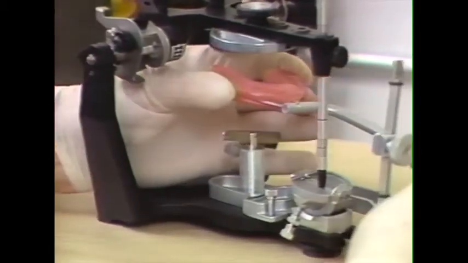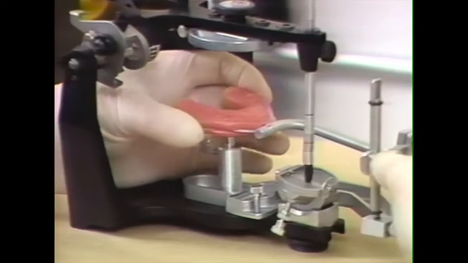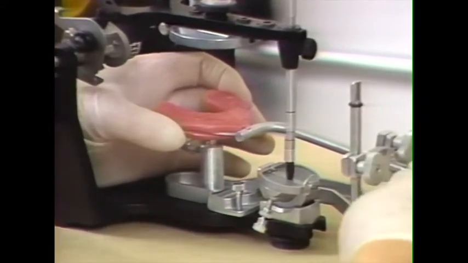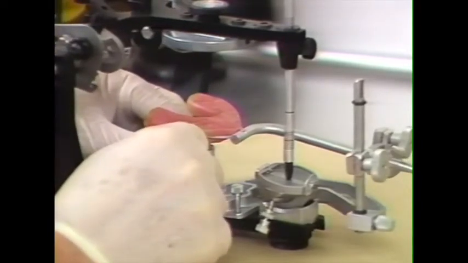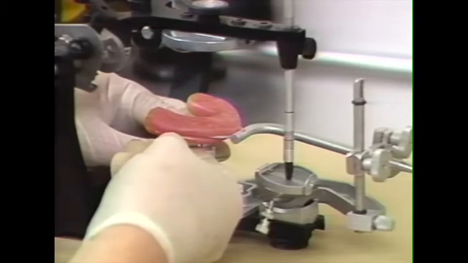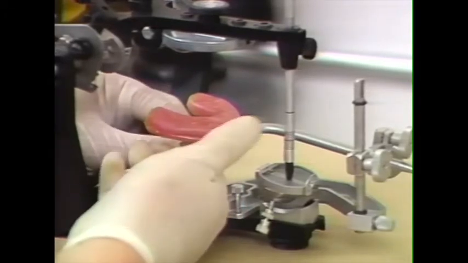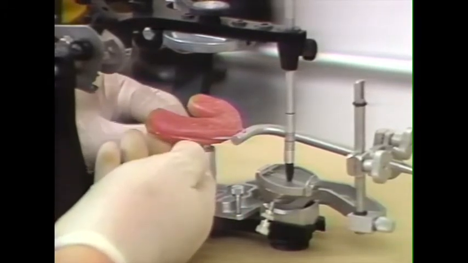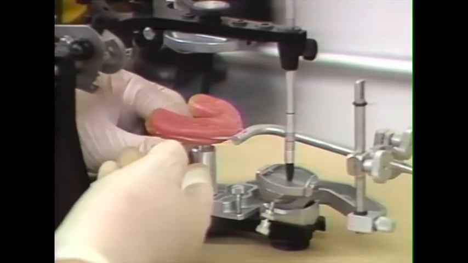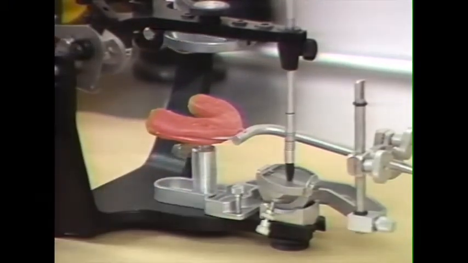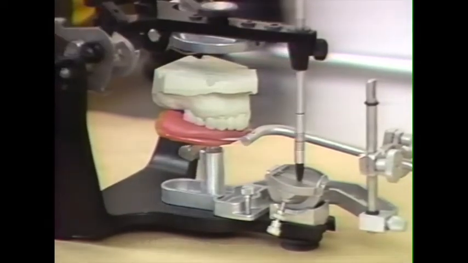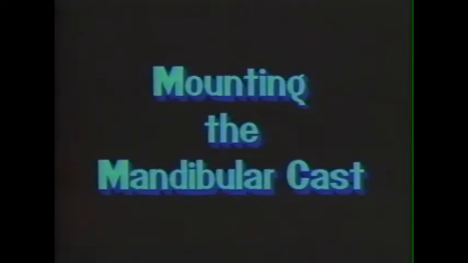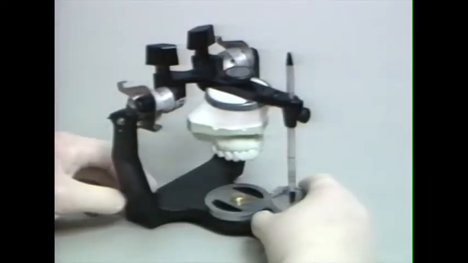And the face bow record is then placed into the anterior receptacle and tightened. The cast support can then be elevated into contact and tightened so that there's no chance of distorting the record when the cast is mounted. We then place the cast into the articulator, and we're now ready to attach it with plaster. At this point, we have mounted the maxillary cast.